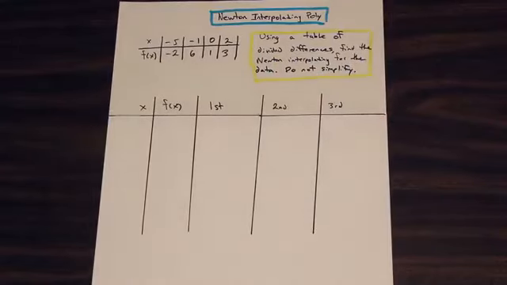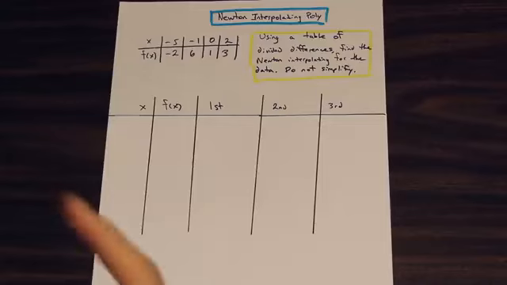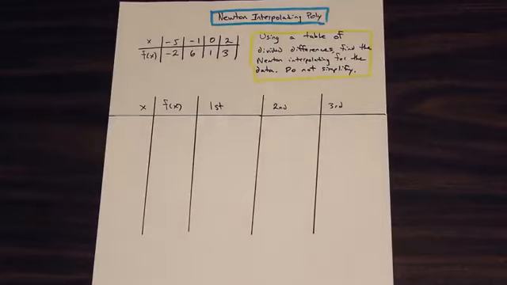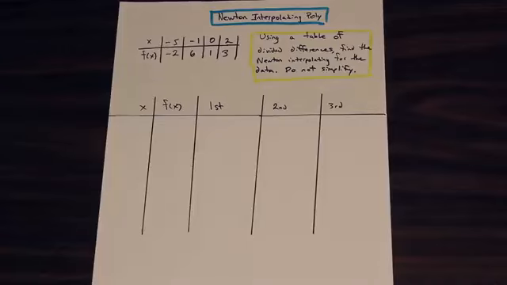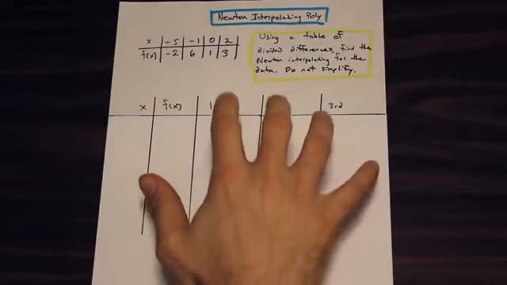The Newton interpolating poly essentially is a function that fits the data. It's a polynomial of degree n, depending on how many points we have. So we're essentially finding a polynomial to fit a set of data, and we're going to do it using this table here.